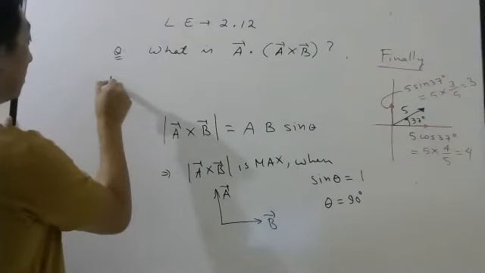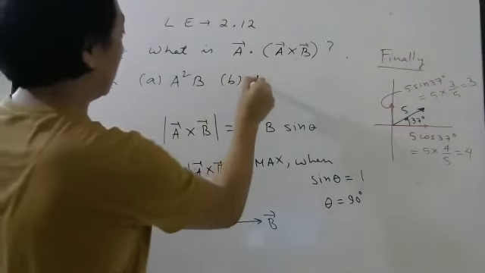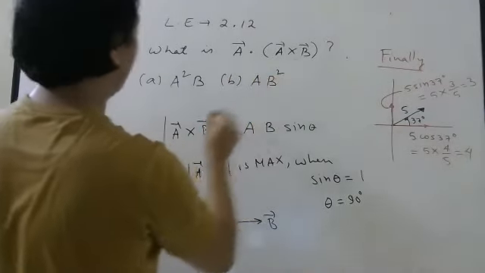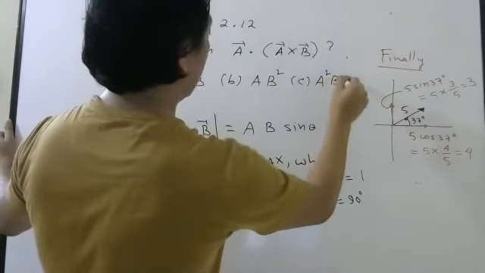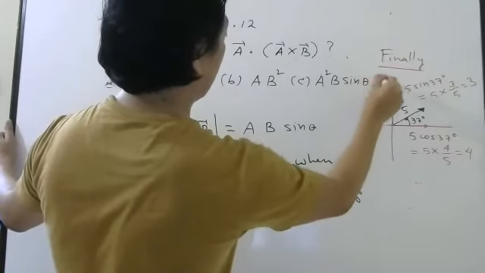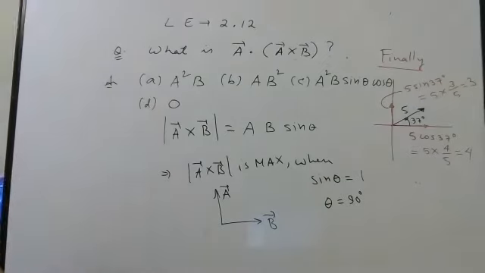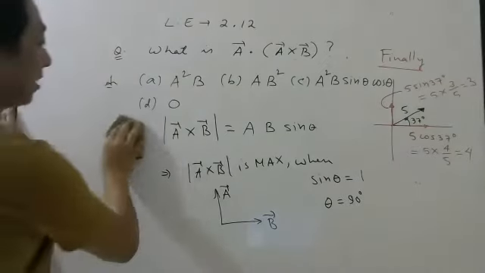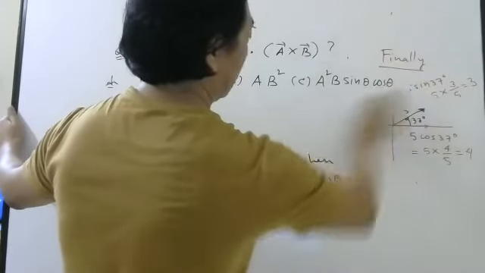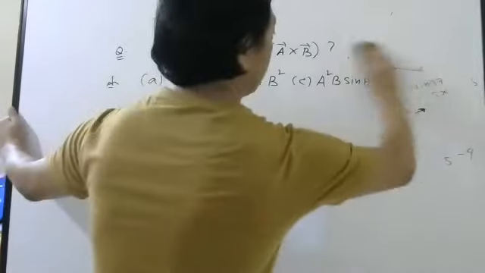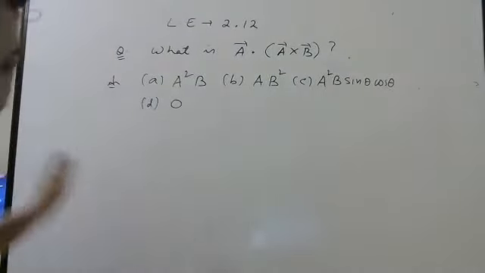Let me give you options. Option A: A square B. B: A B square. C: A square B sine theta cos theta. D: 0. Options are not there in the question, but let me make it into a multiple choice question. Think. Don't hurry.